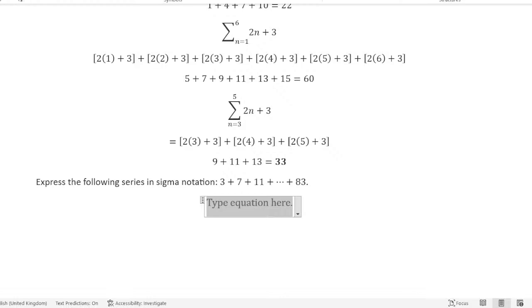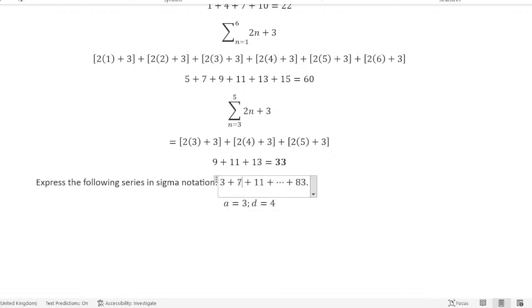So this is an arithmetic sequence. We have the value of a. What is the value of a? A is always the first term. In this case, our first term is 3. Then what is the value of d? The value of d is equal to successive term minus previous term. So d is equal to 11 minus 7, which is equal to 4. Or d is equal to 7 minus 3, which is equal to 4. Remember, common difference is always successive term minus previous term.